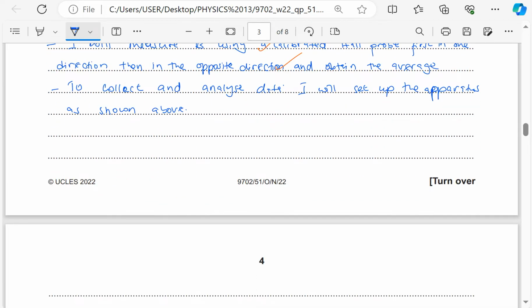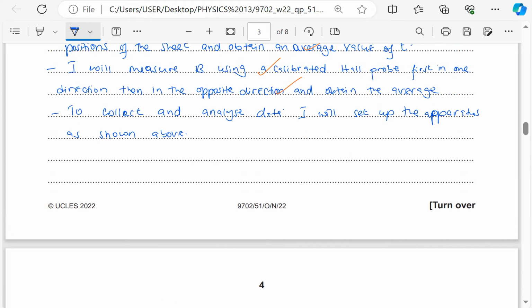So I think the rest is now very easy. I've finished drawing the diagram. To collect and analyze data, I will set up the apparatus as shown above. So the next thing is going to be to displace the sheet. Sometimes I number my points, sometimes I may not need to. I can write paragraphs, because when the examiner is marking, he reads it as a continuous paragraph.